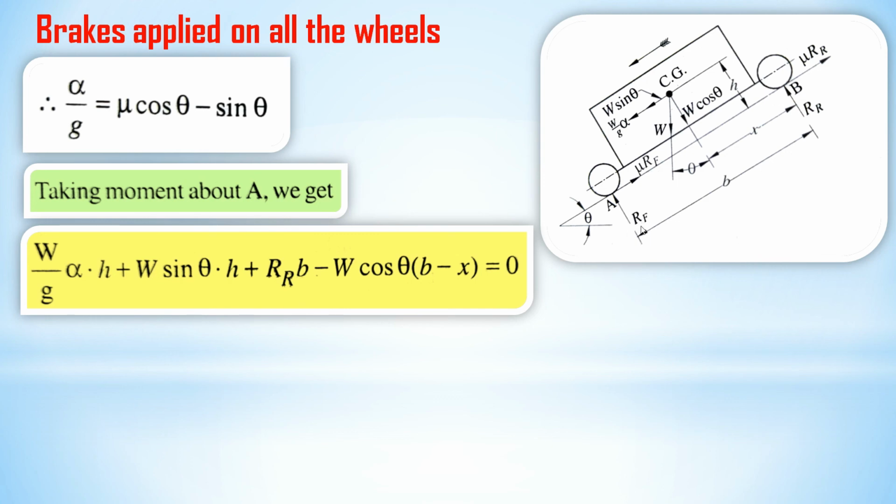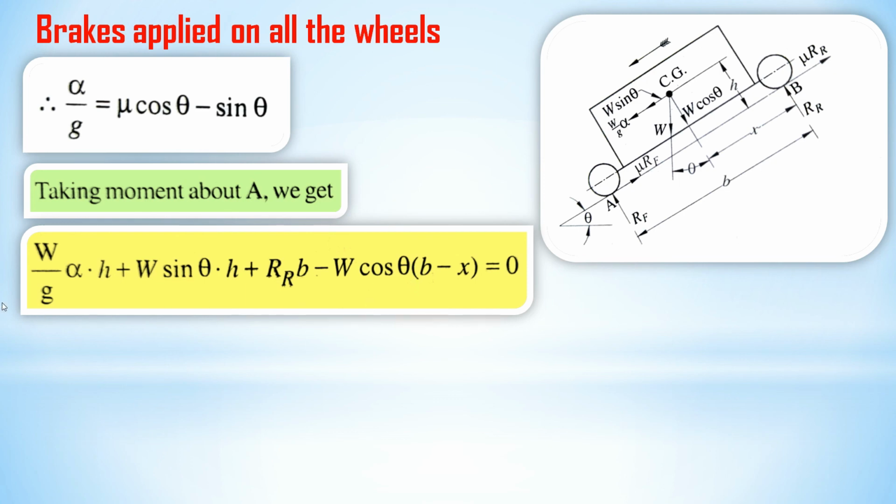For moment we require perpendicular distance, but here Rf acts in the same line of action, so its distance is 0. So Rf into 0, we are not considering it. And W cos theta, the vertical component of W, has distance B minus x. This is total B and this is x, so the remaining term B minus x is the perpendicular distance of W cos theta at point A, equal to 0.